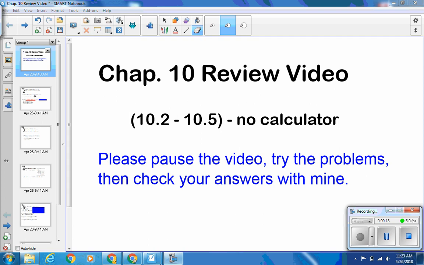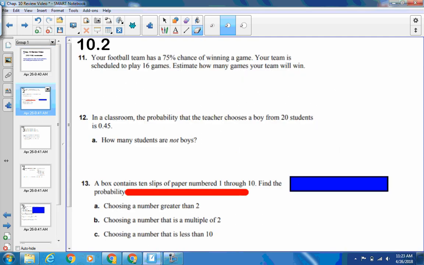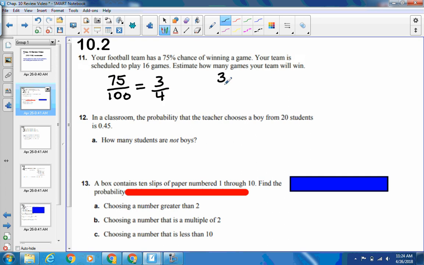Okay, off we go. For number 11, since you are winning 75% of the time, that means you have 75 wins out of every 100. So let's simplify that to 3/4. That'll make our math a lot easier. So we win 3 out of every 4. So how many would that be out of 16? Solve your proportion, and you get 12 games as your answer.